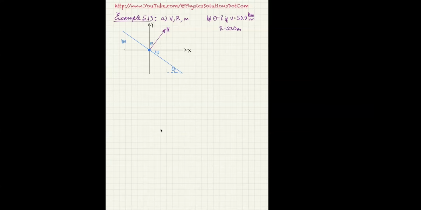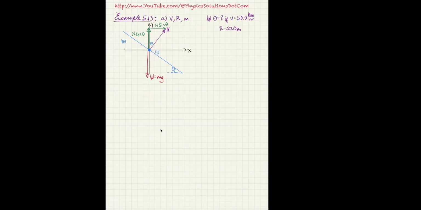Now, we also have acting on this the weight of the vehicle that acts straight downward, and that is W equals m times g. We also are going to have the normal force broken up into components parallel to the y-axis and parallel to the x-axis. So this right here is N cosine theta, and this one right here is N sine theta.